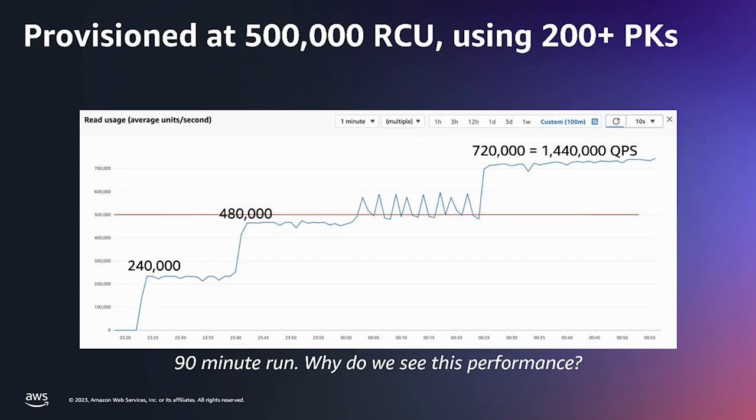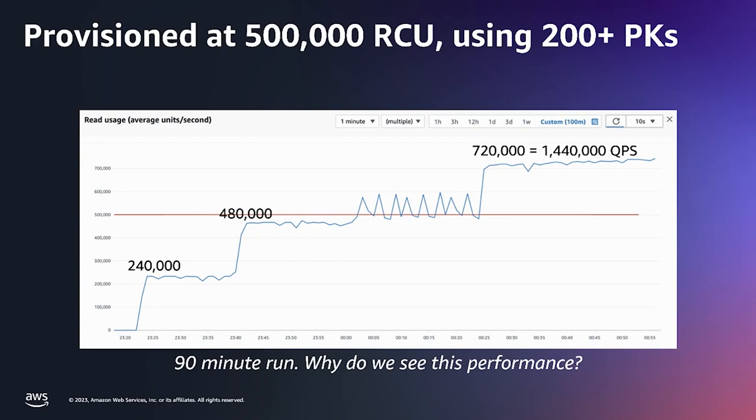So I stayed at 480,000 for a while, for about 15 minutes. And then I started to get a little bit more ability to jump up, and eventually enough partitions had split that I was able to no longer be limited by my capacity of the table. And I was only limited from that point forward to the amount of RCUs that I allocated. And I got right near the 1.5 million that I was expecting.